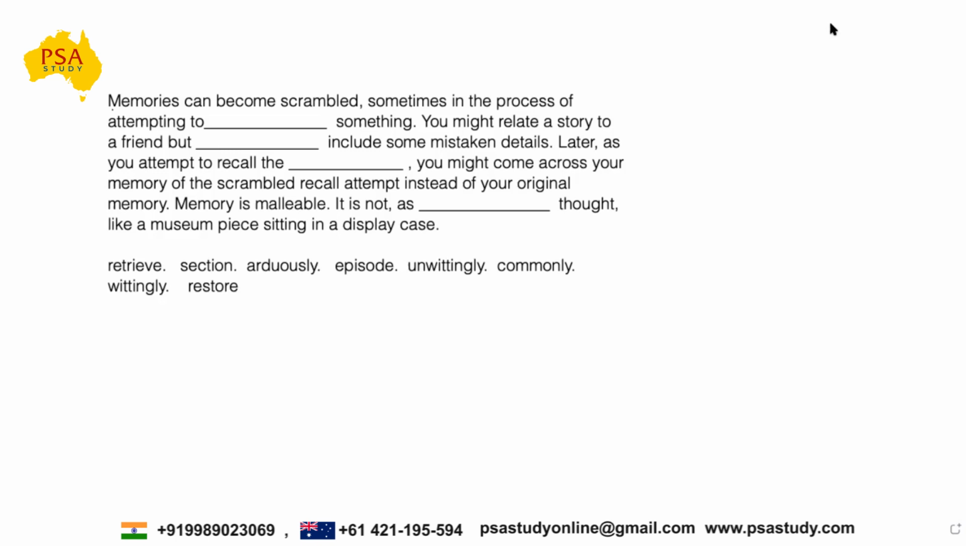Okay, so let's start reading this question, and we'll try to figure out whether the tone is positive or negative. Memories can become scrambled sometimes in the process of attempting to dash something. You might relate a story to a friend, but dash includes some mistaken details. Later, as you attempt to recall the dash, you might come across your memory of the scrambled recall attempt instead of the original memory. So this is telling us something, nothing negative about it, so the tone is positive. If we get anything which is negative over there, we can straight away eliminate it.